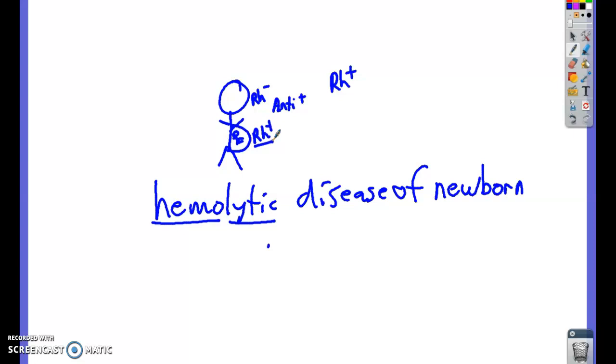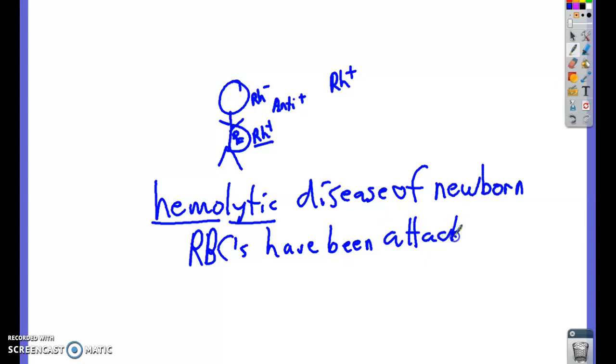Basically so many of the red blood cells have been attacked by the mom's antibodies that the baby doesn't have enough to get enough oxygen. There's not enough oxygen, and so basically that's why it turns blue, because it has a shortage of oxygen.